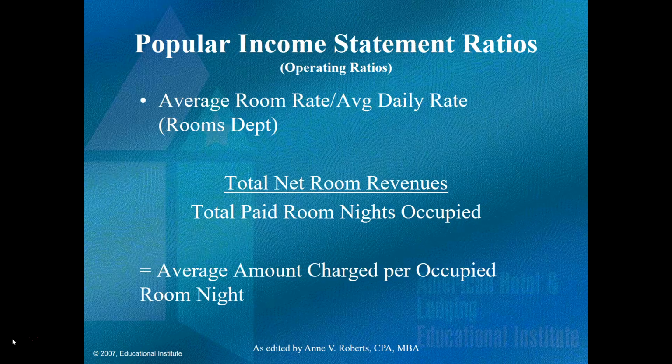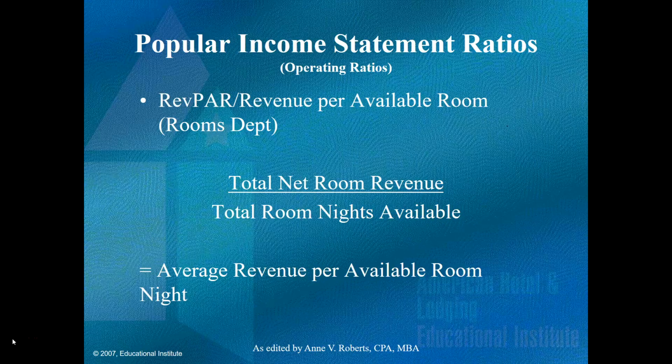Here is average room rate. It's total net room revenues divided by total paid room nights. This is total net room revenues divided by total room nights available. So this one would be lower, assuming that you didn't rent out all your rooms and you're not at 100% occupancy. This is always going to be lower.